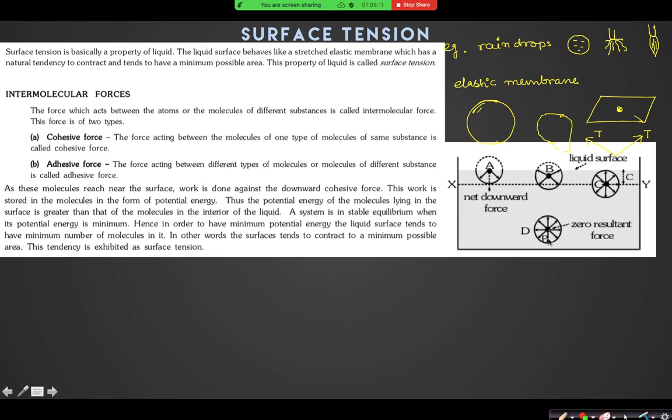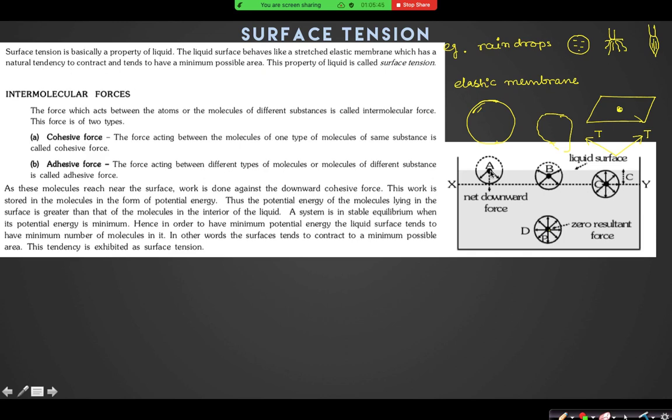Suppose the radius of this sphere is r. Look, if I am at a depth greater than r from the liquid surface, then all the fluid particles will find a complete sphere which will cancel all the forces, and the net cohesive force on the particle will be zero.